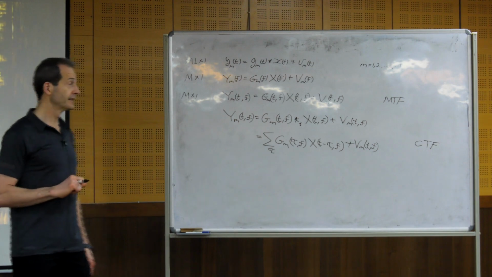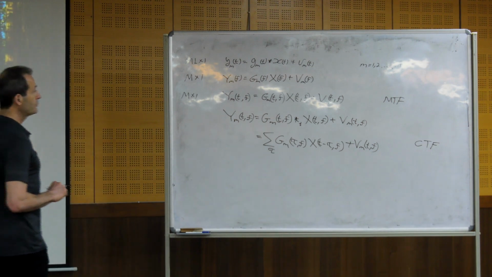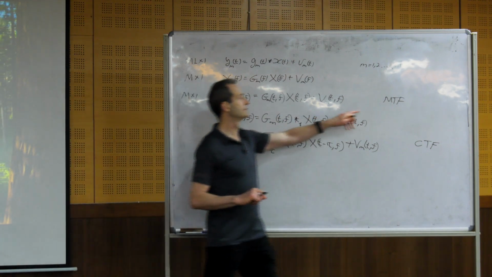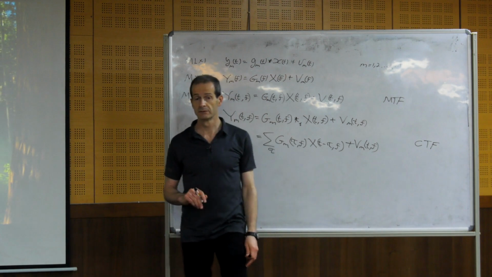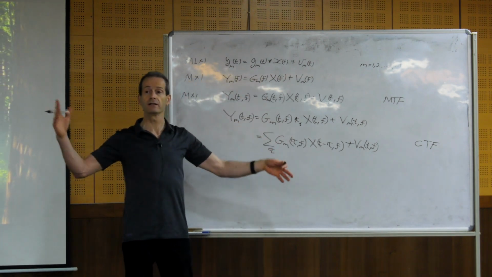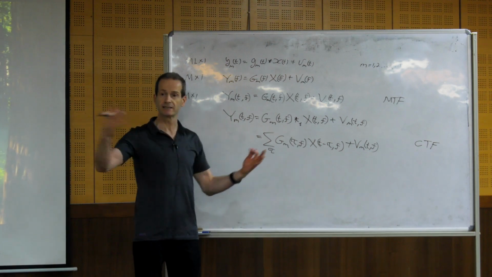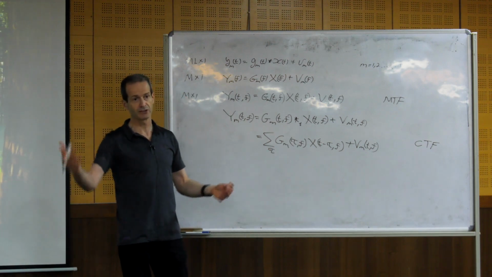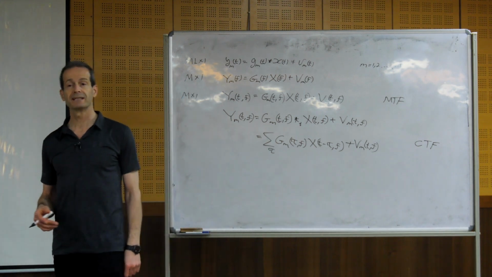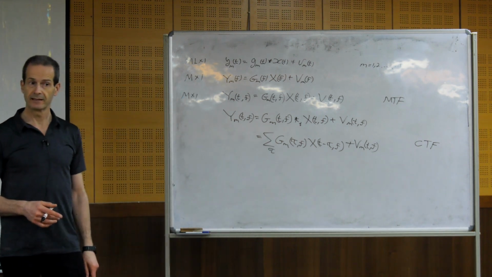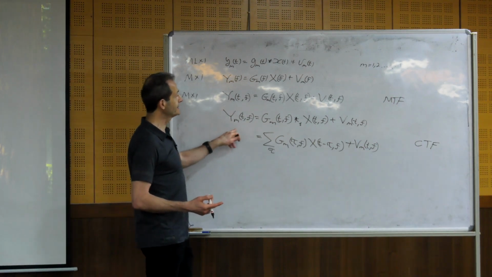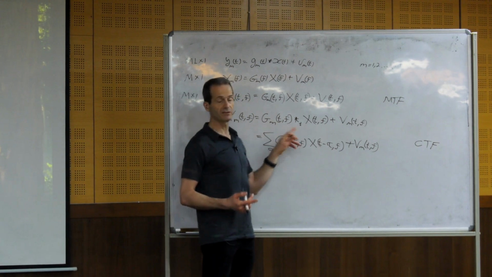Now, if the MTF approximation is not good, when the impulse response is much longer, in a room like this where the reverberation can be a few hundred milliseconds, then we can work with the CTF, the convolutive transfer function approximation.